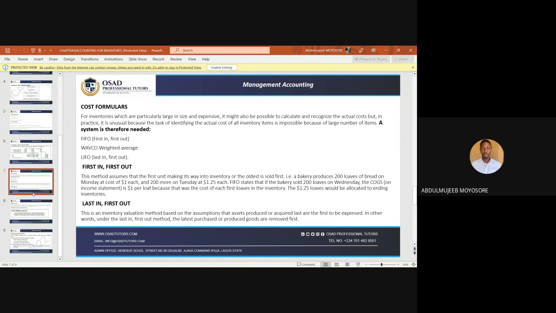Now, are you listening, please? When you have a warehouse with items like 1,800,000 or 500,000 items thereabouts, it's actually very hectic doing lower of cost or net realizable value. So accounting for inventory is telling us that a system is therefore needed.